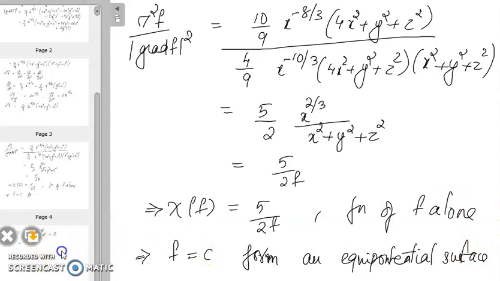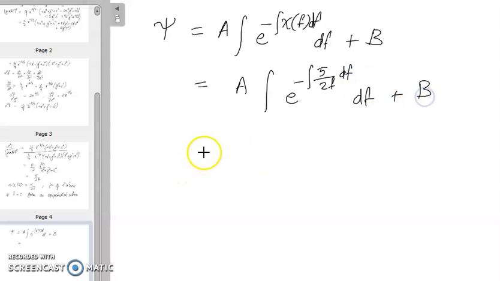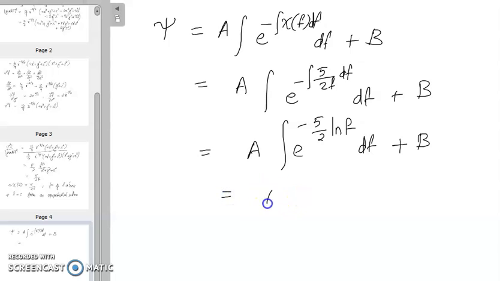So now we need to find the general form of psi. So that will give a integral e raised to minus integral 5/2f df plus b വരും. So that is a e raised to minus 5/2 ln f integral ഉണ്ട് df plus b. So that will be a integral f raised to minus 5/2 df plus b.